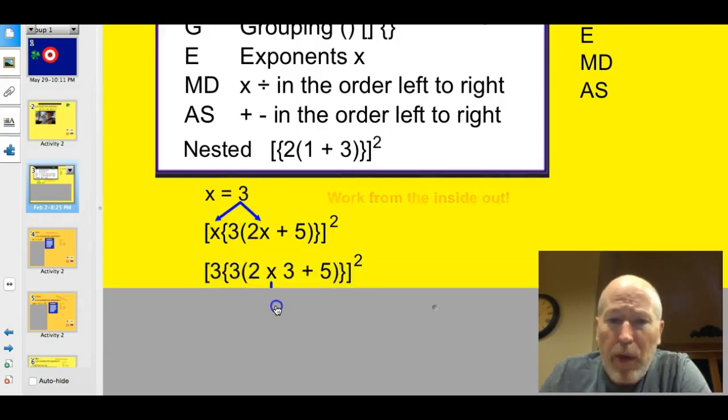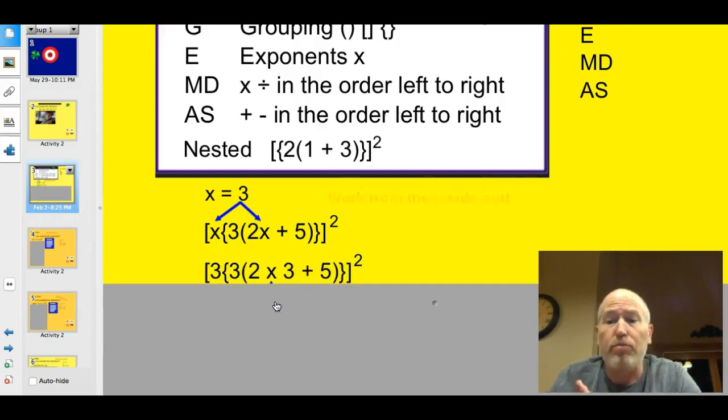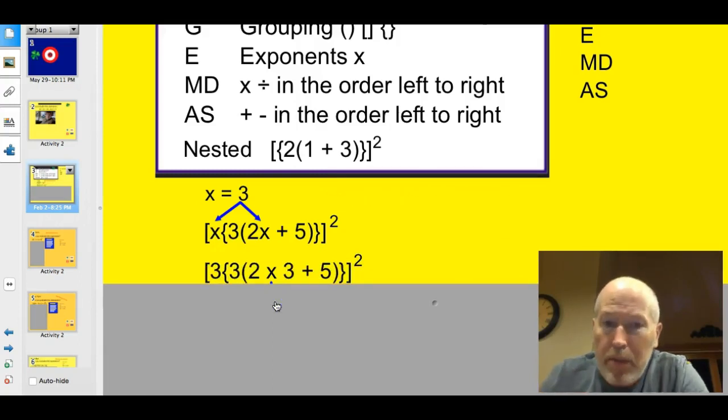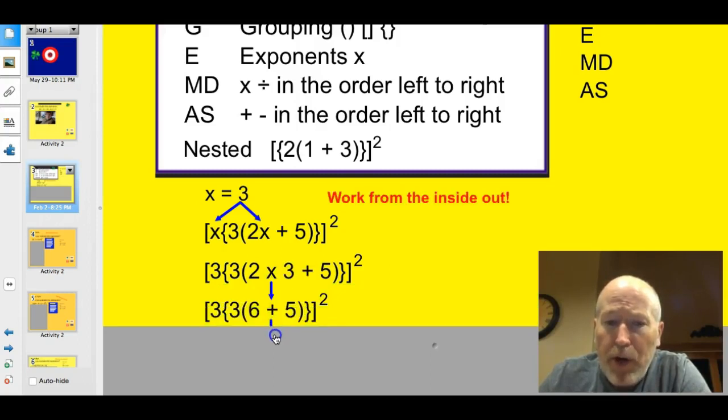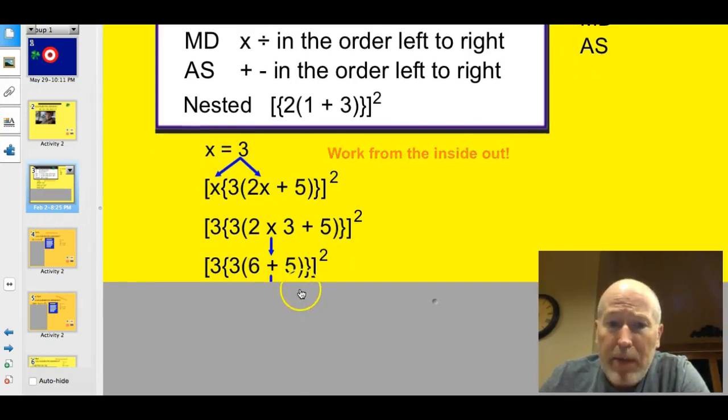So when we do that, we have this new expression, and it looks really super complicated. But let's work from the inside out. Here's the innermost set of brackets. And inside that, we have multiplication and addition. If we follow the order of operations, we have to do that multiplication first. We do the 2 times 3, and we get 6. But we have one other operation in there that we have to complete in the inner parentheses first, and that is the addition. So our next step then would be to do that.